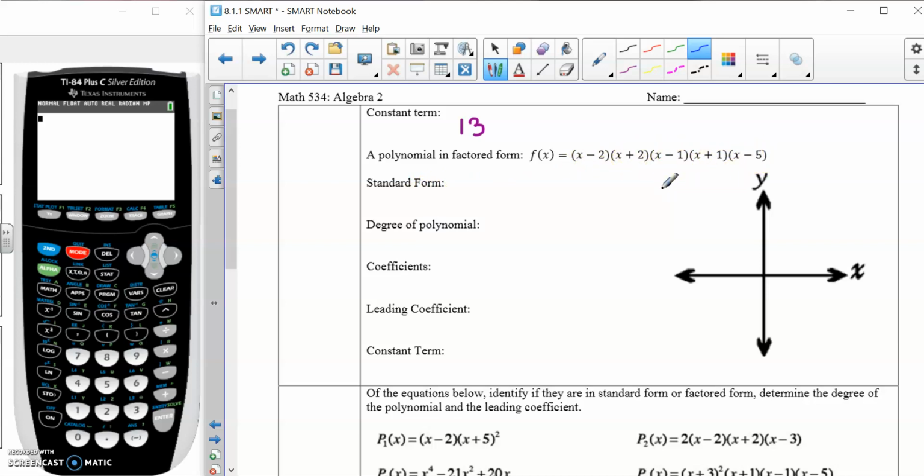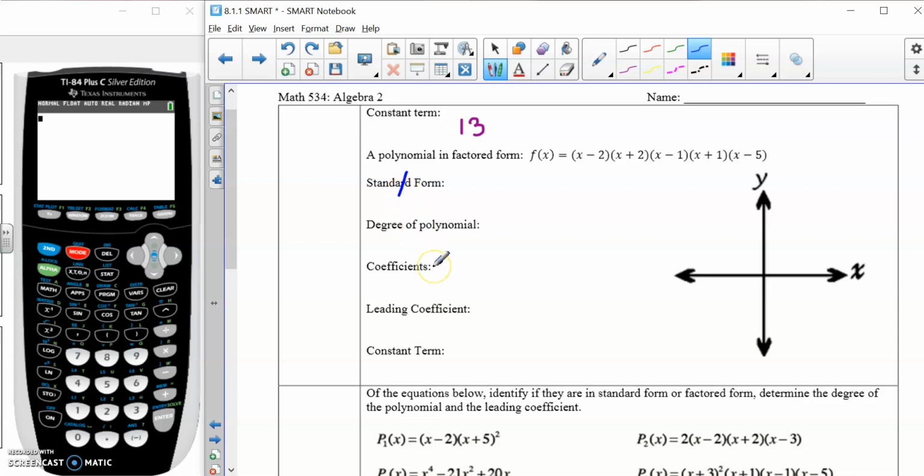Now that wouldn't be so much to ask if it was just like 2 factors, maybe even 3, but multiplying out 5 factors is kind of a pain, and I'm not going to have you do that. It would just kind of be an outrageous amount of work for this, so we can go ahead and skip that.